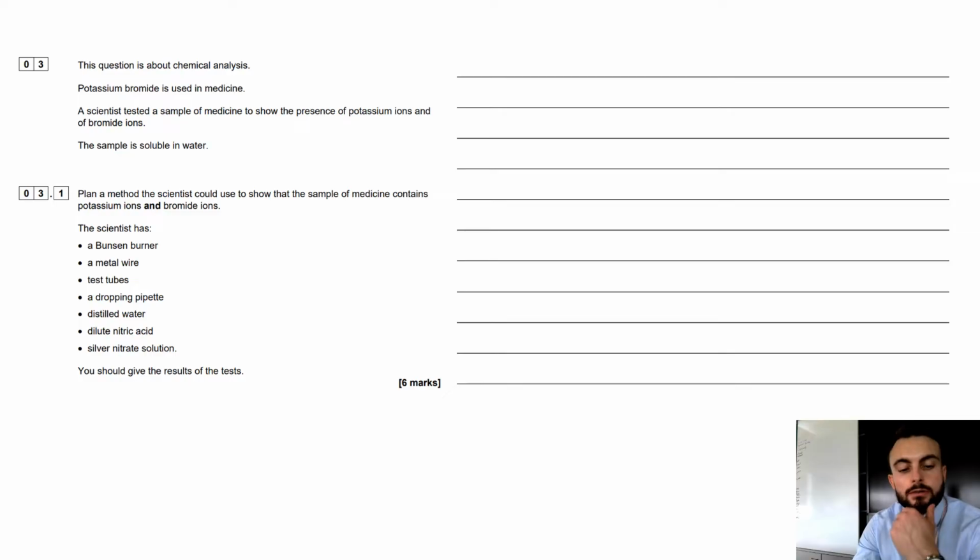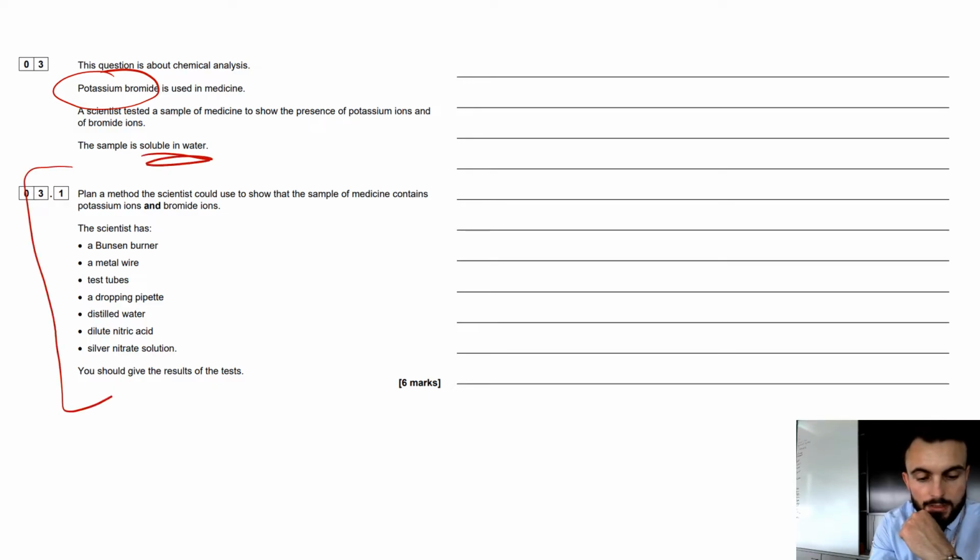This question is about chemical analysis. Potassium bromide is used in medicine. A scientist tested a sample of the medicine to show the presence of potassium ions and bromide ions. The sample is soluble in water, which is useful information. Here is the equipment that he has, and we've got to plan a method to test for both potassium ions and bromide ions. You can do this in a bullet point list.